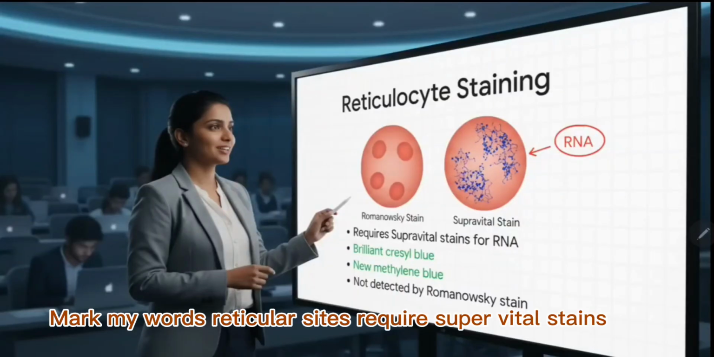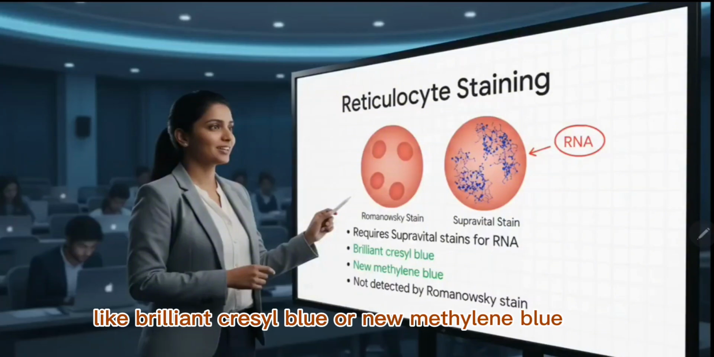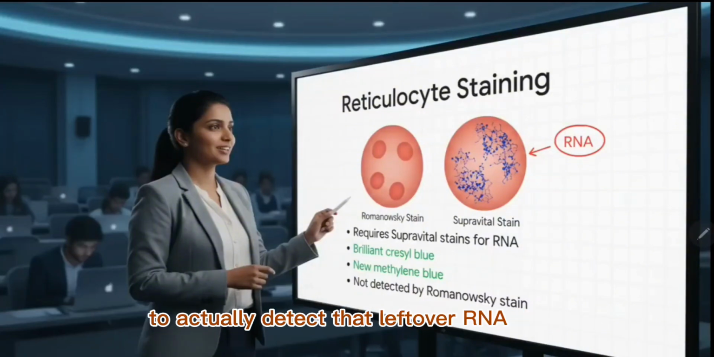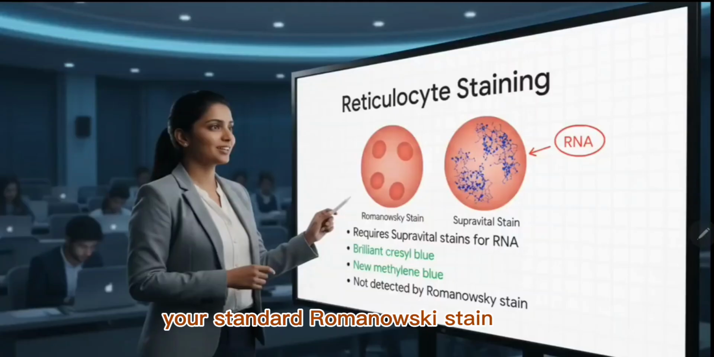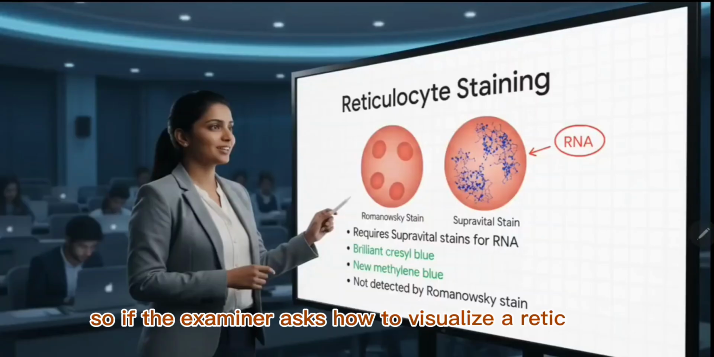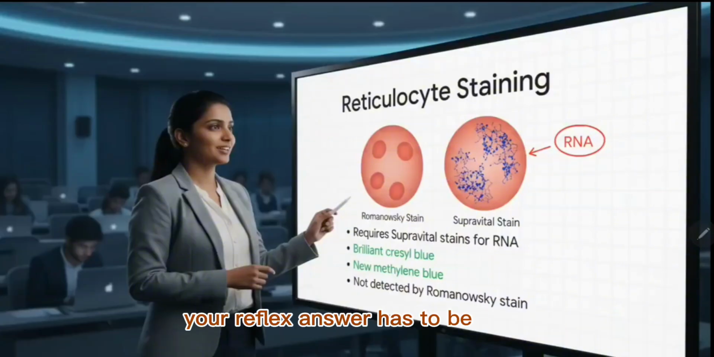Reticulocytes require supravital stains like brilliant cresyl blue or new methylene blue to actually detect that leftover RNA. Your standard Romanowsky stain, it simply will not detect them. It'll just show polychromasia. So if the examiner asks how to visualize a retic, your reflex answer has to be supravital stain. Are you with me?